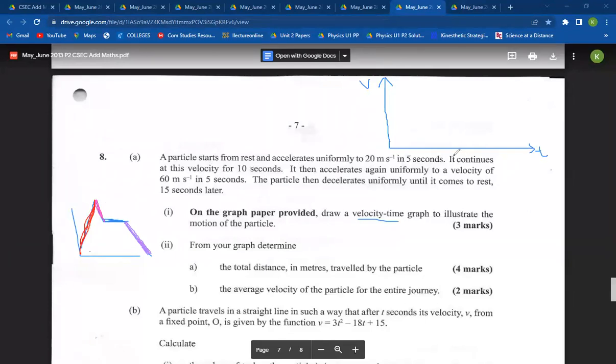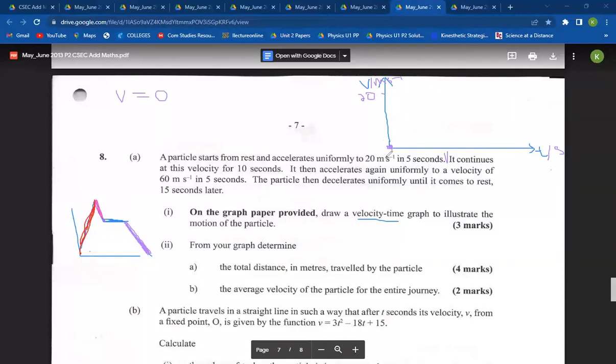So my first phase would actually be this first sentence here. Particle starts from rest. At rest, I know velocity is equal to 0. So I'm starting here, and t is equal to 0. So at rest, velocity is 0, t is equal to 0. So I know for a fact I'm starting here. And accelerates uniformly to 20 meters per second. So I know I'm stopping at 20 meters per second. Oh, you have to put your units then. Meters per second. Right.